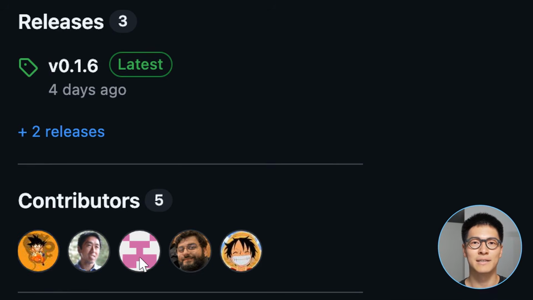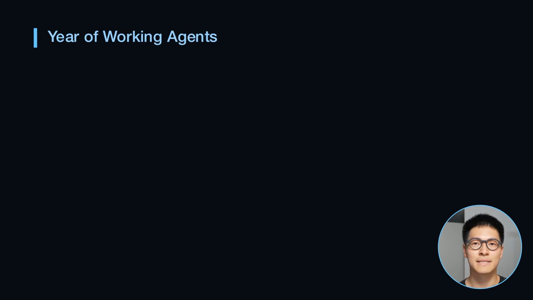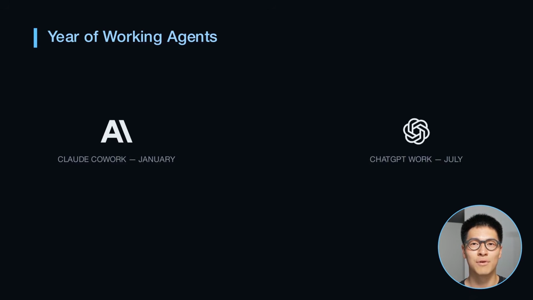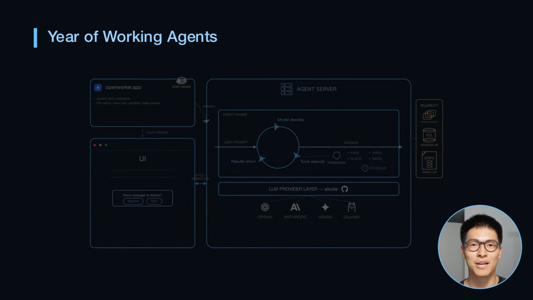The team behind it is led by Andrew Ng, AI legend who co-founded Google Brain, Coursera, and influenced a generation of AI talent. 2026 is a year of work agents. Claude Coworker was released in January, ChatGPT Work followed in July, but what really is an agent? OpenWorker gives us a chance to lift the curtain and see the inner workings behind the magic.